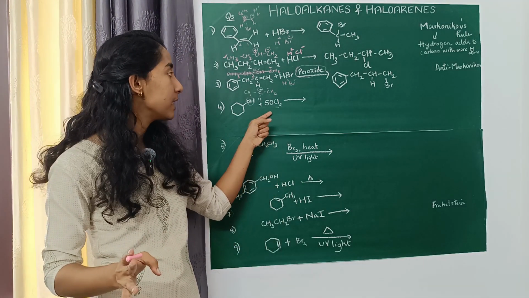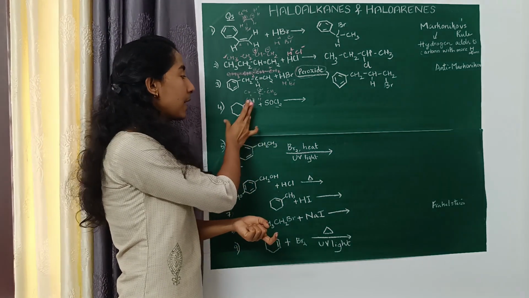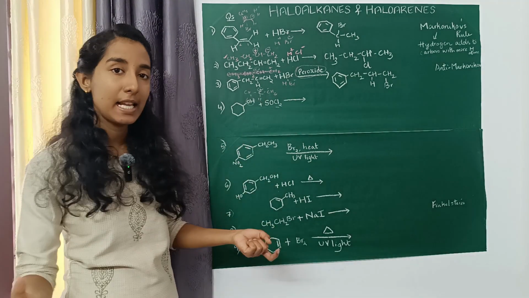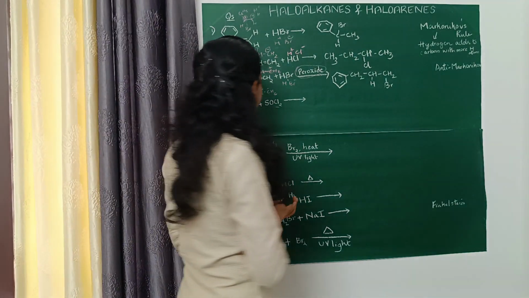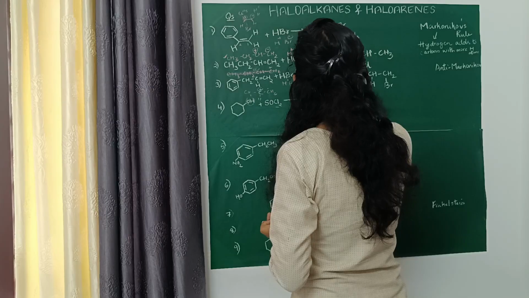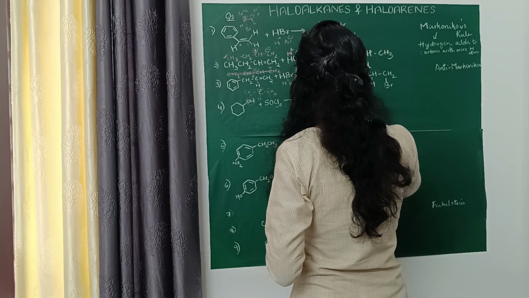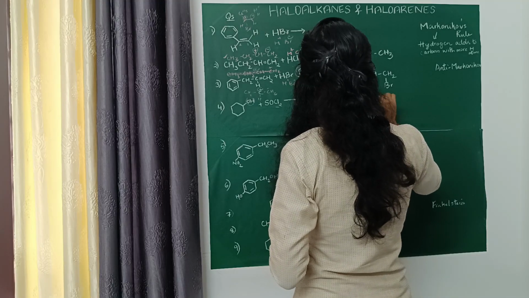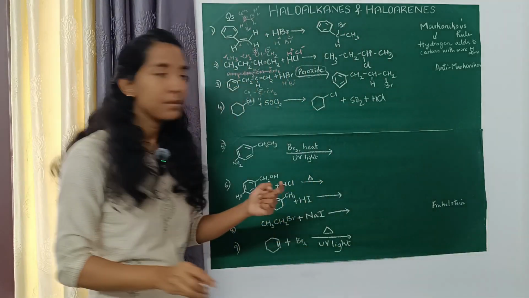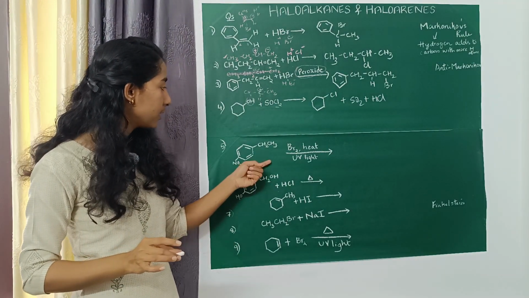So in that you can see this method, that is you react ROH with SOCl2, you get an alkyl halide. Okay, so here this OH will be replaced by Cl. And then it releases SO2 and HCl. Okay. Then moving on to the next reaction.